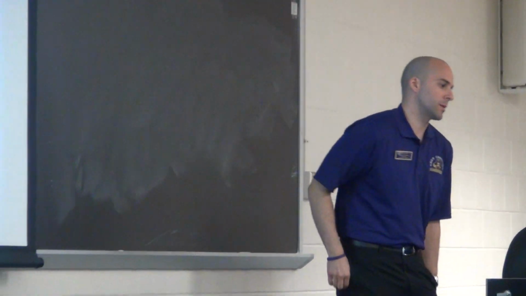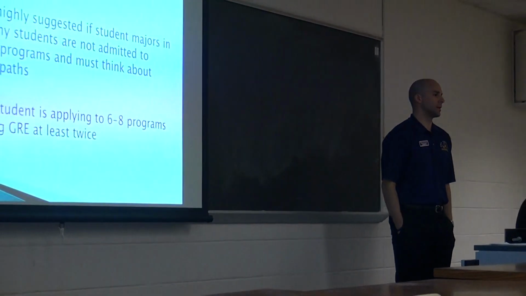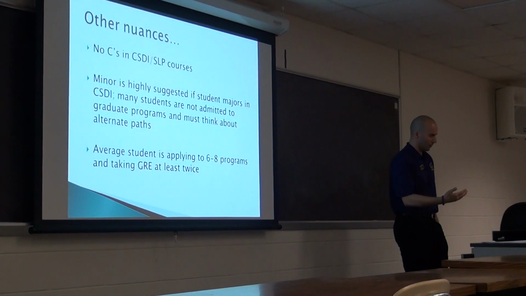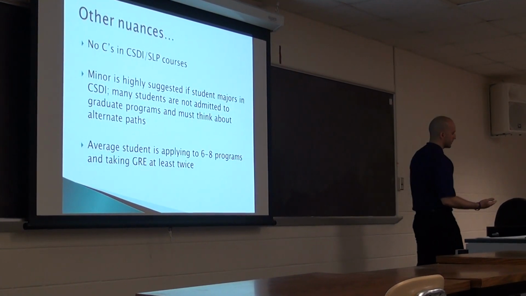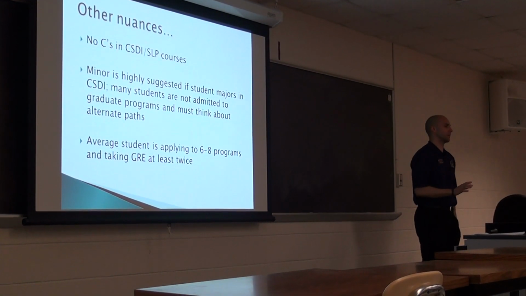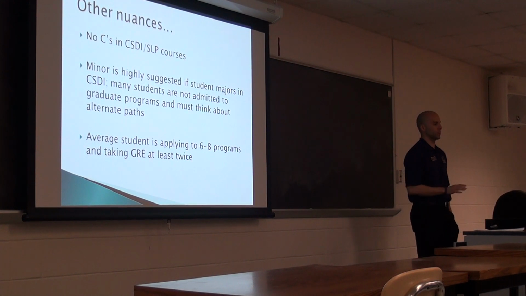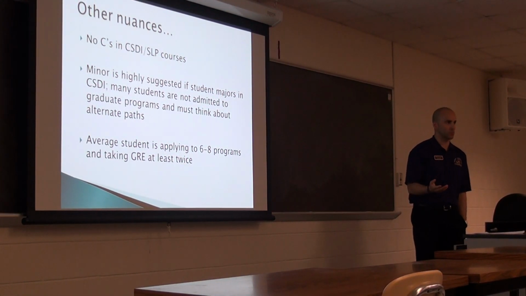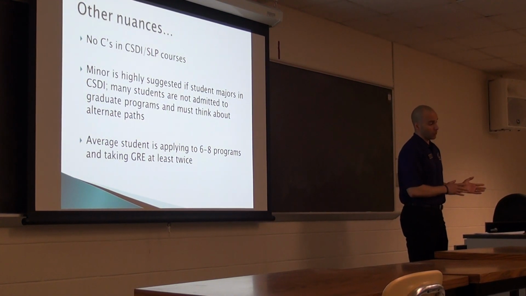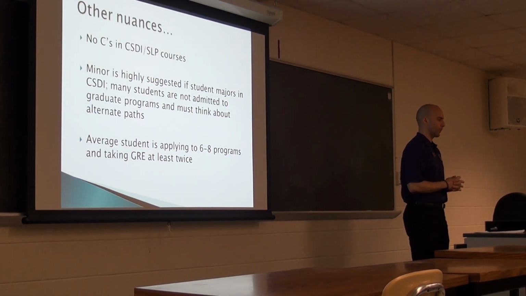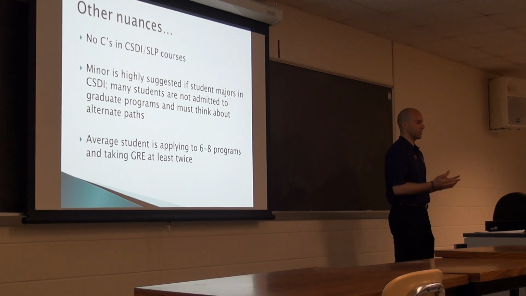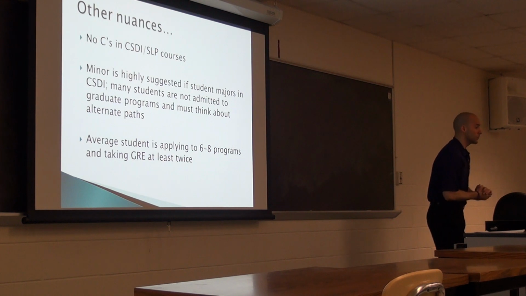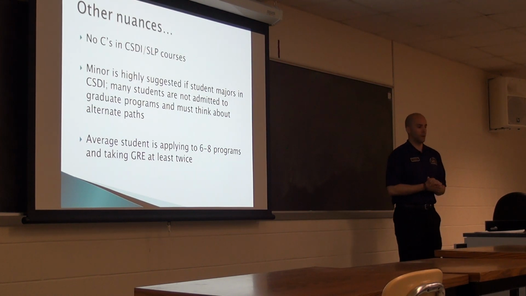There are some nuances there. You can't make any C's in any of your CSDI courses. So a lot of you guys want to get into the bachelor's program, you want to start taking those CSDI classes, can't make any C's in them. You will not be admitted to our program, won't be considered for admission if you have a C in any of those courses. If you're doing them at another institution and you're looking at taking the alternate track into our graduate program, and it's a communication science disorders, speech language pathology class, whatever, same thing. No C's in those.